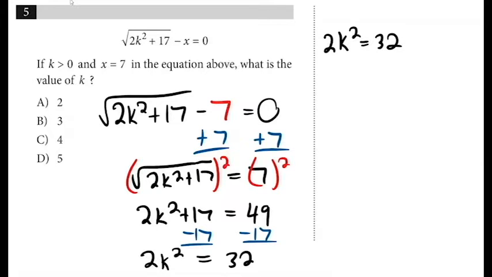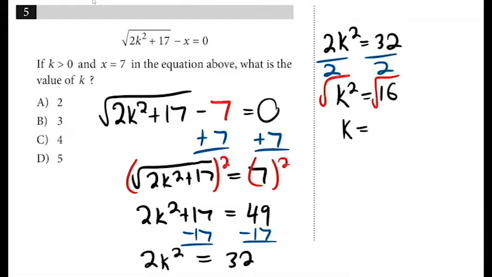And now to get k squared by itself, we can divide by 2 on both sides. And that'll give us k squared equals 16. Finally, we can take the square root of both sides, and that'll give us k equals plus or minus 4. It's important to remember when you take a square root of a number, there's always a plus and minus outcome, and a lot of times it won't be a factor, but it's almost like the one time you don't think about it is the time you'll need it.